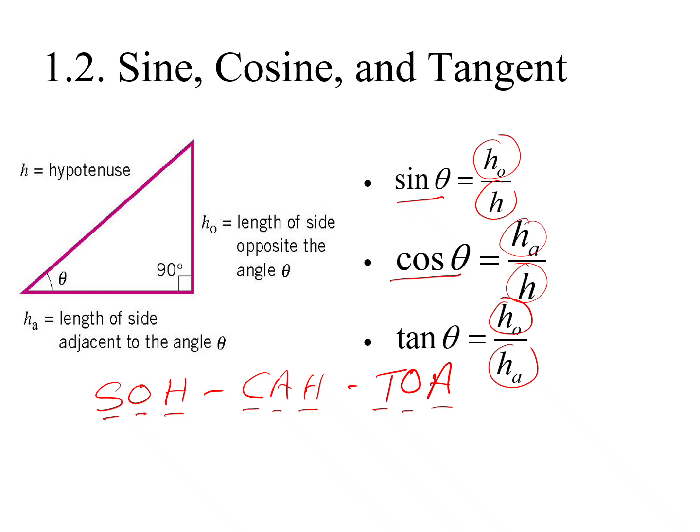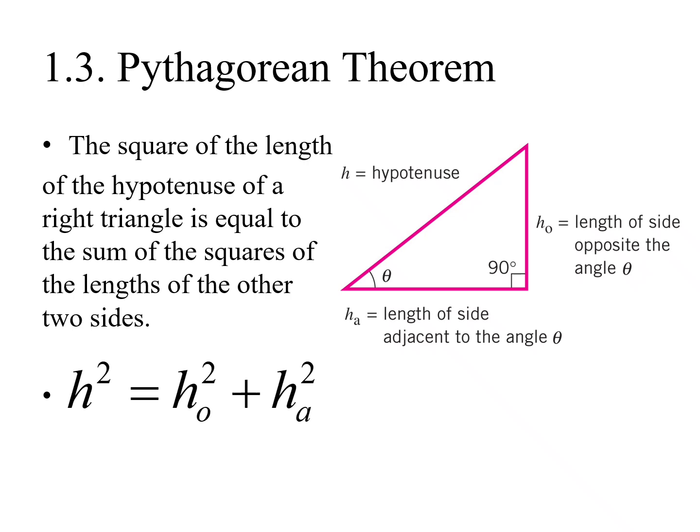The other key relationship for right triangles is the Pythagorean theorem. The Pythagorean theorem says that the square of the hypotenuse is equal to the sum of the squares of the other two sides. So the square of the hypotenuse is equal to the square of the opposite plus the square of the adjacent. This is how we find the magnitude of a vector when we know its perpendicular components.